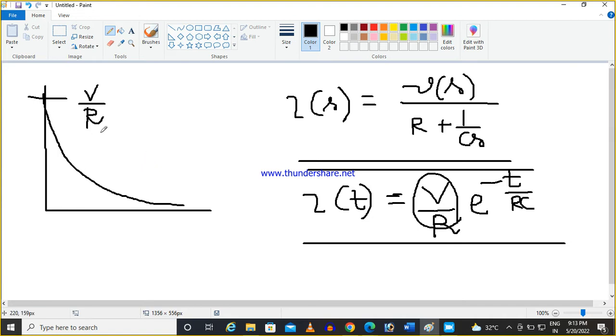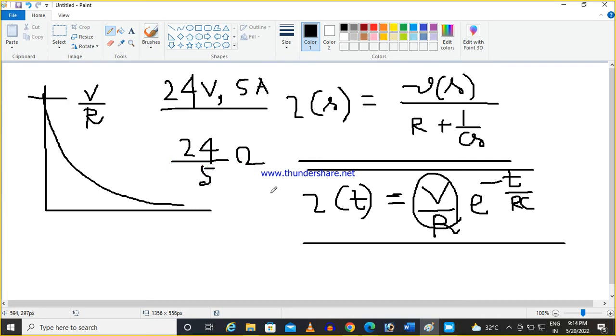So now to restrict how much value, say your power supply is 24 volt and it having a peak rating of say 5 ampere. Now you have to restrict that current. So your R will be 24 by 5. This much ohm we have to use for pre-charging. I am talking about pre-charging.